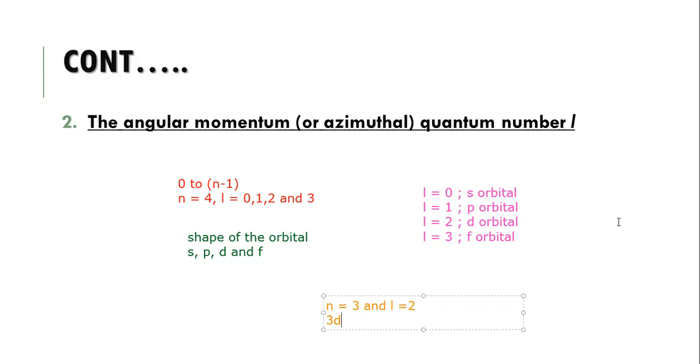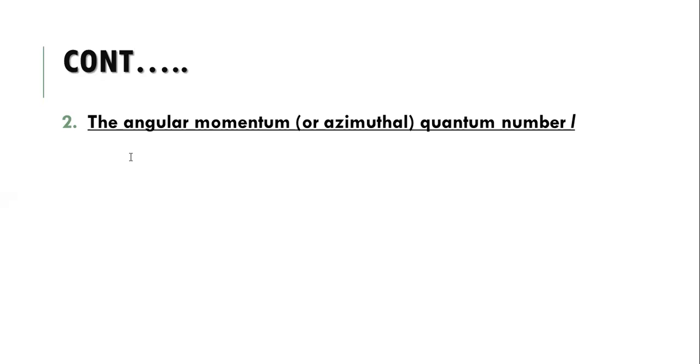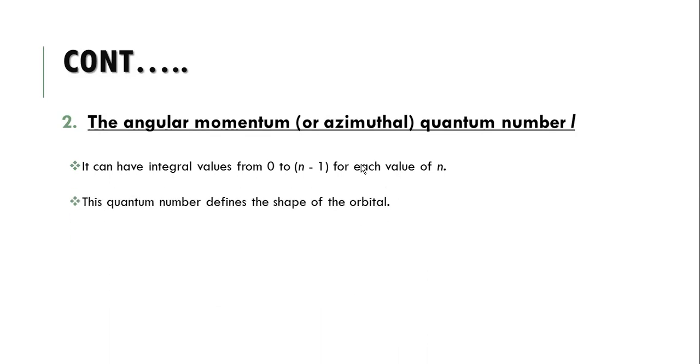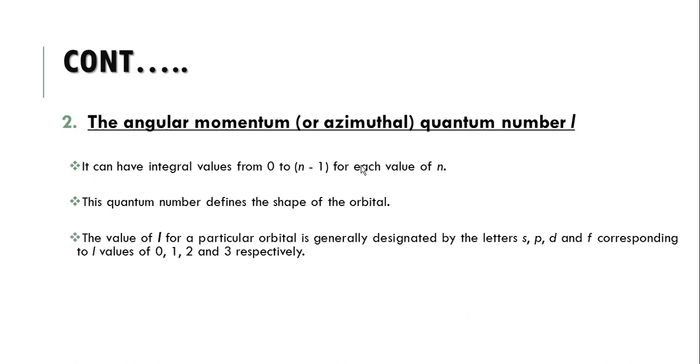Let's move on to the theory given here. What is meant by the angular momentum? We can have integral values from 0 to n minus 1 for each value of n. The quantum number defines the shape of the orbital, which could be s, p, d, or f. If it is the s orbital, it should be 0.